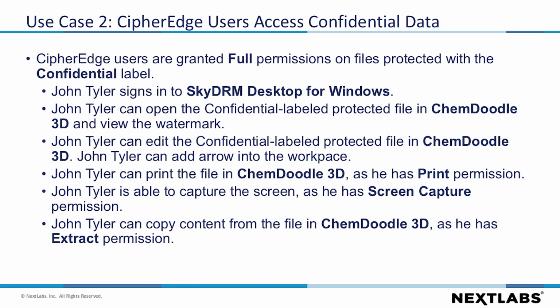John Tyler can add arrows to the workspace. John Tyler can print the file in ChemDoodle 3D as he has print permission. John Tyler is able to capture the screen, as he has screen capture permission. John Tyler can copy content from the file in ChemDoodle 3D, as he has extract permission.